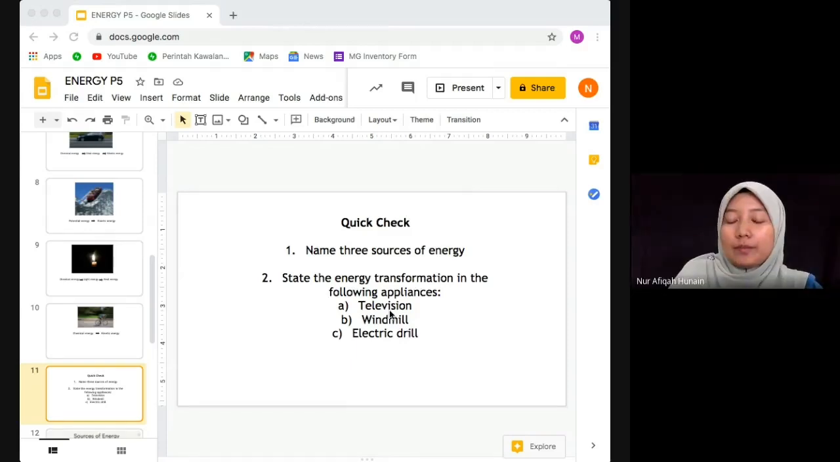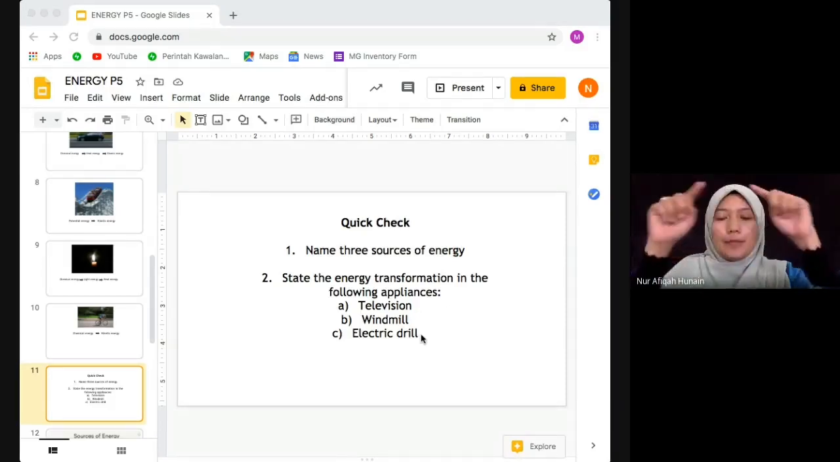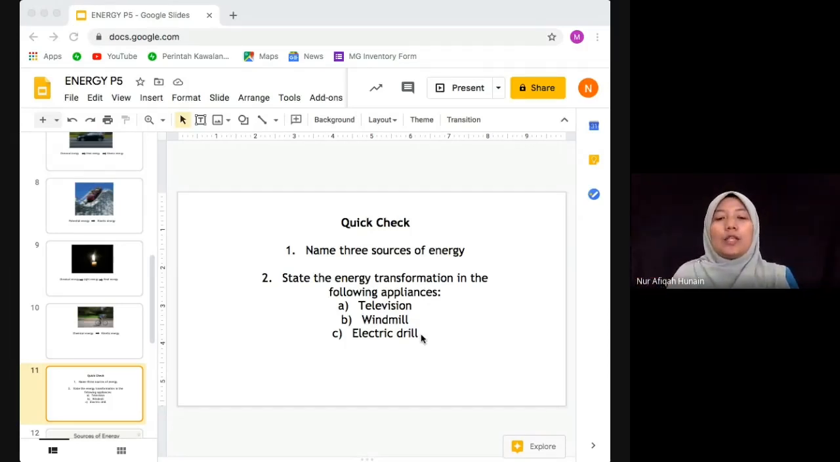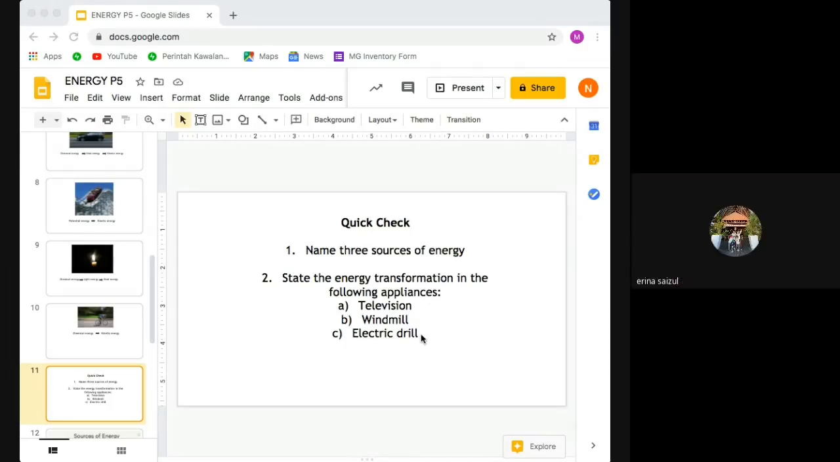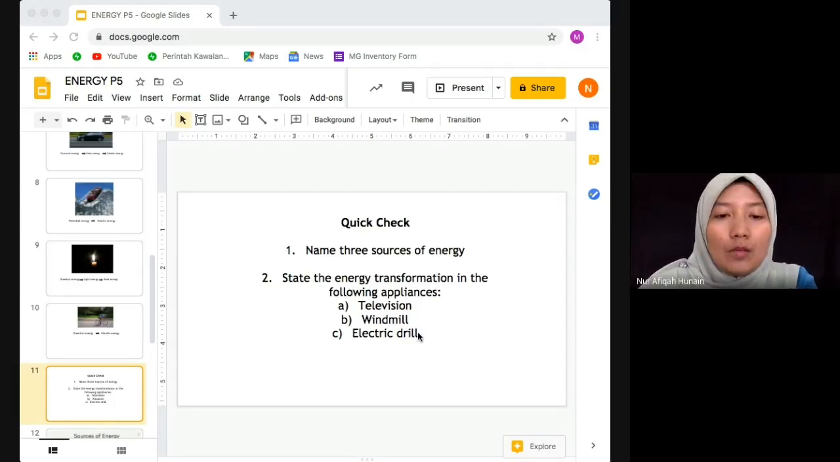Wind. Two sources, it actually can generate. Okay, up until kinetic energy only, because we're not connected to other forms of energy. Alright, the electric drill, what is that? The electric drill you use when you want to hang your photo frame. Then you need to drill the wall using the electric drill.